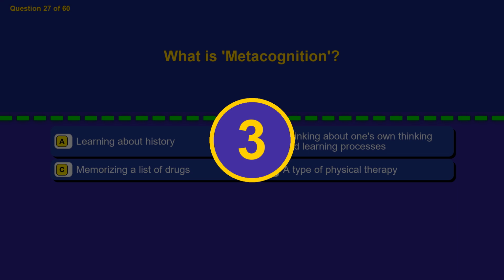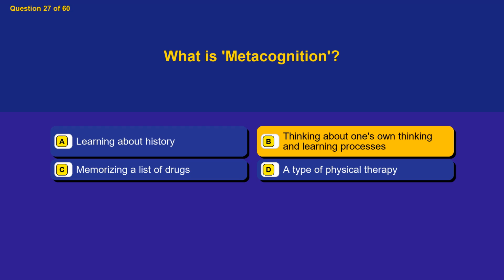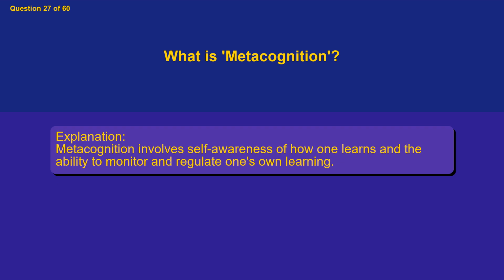The correct answer is option B. Thinking about one's own thinking and learning processes. Metacognition involves self-awareness of how one learns and the ability to monitor and regulate one's own learning.